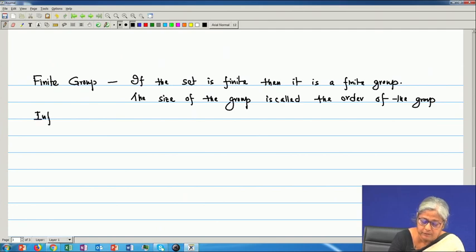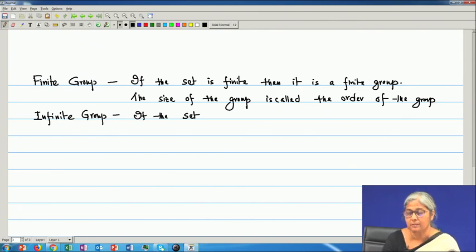So, simply infinite or finite actually depends on whether the set is finite or infinite. If the set is infinite, that means the set has an infinite number of elements.